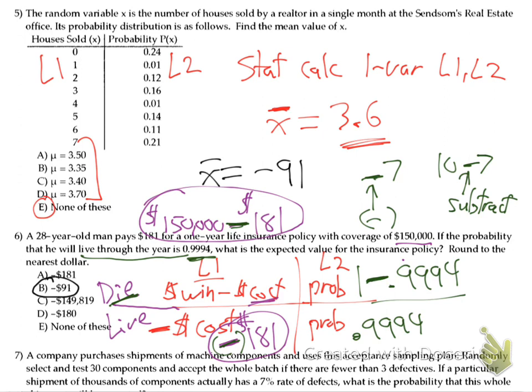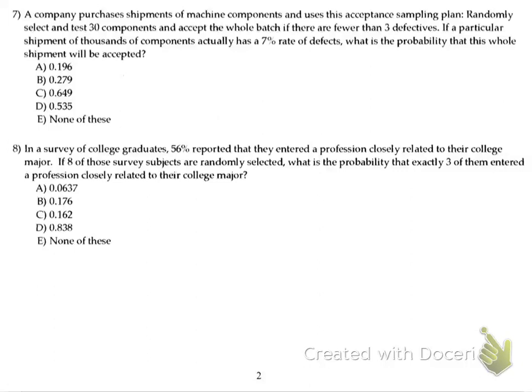How are we doing? We good on that one? So a company purchases shipments of machine components, uses this acceptance sampling plan. Randomly select and test 30 components to accept the whole batch if there are fewer than 3. It's a key word there. If a particular shipment of thousands of components actually has a 7% rate of defects, what is the probability that this whole shipment will be accepted? Now those just aren't easy. These are not easy questions.